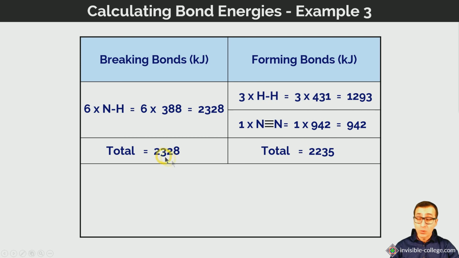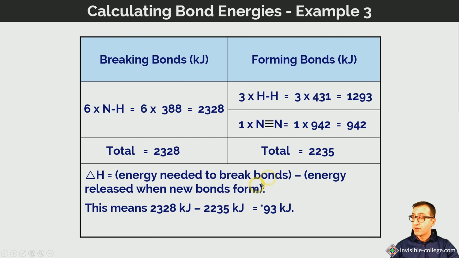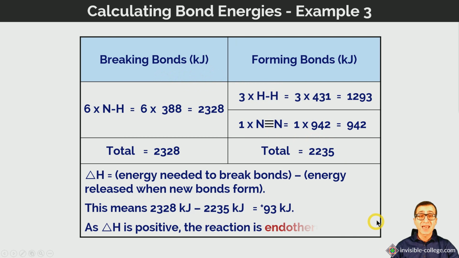So to calculate the overall enthalpy change for the reaction, we subtract the energy released when new bonds form from the energy needed to break the bonds in the first place in the reactants. So we substitute our values into this expression, and we have an overall enthalpy change of 93 kilojoules. Now this means, because it's positive, that energy needs to be put in to this reaction to thermally decompose ammonia into its elements, nitrogen and hydrogen. And so we would describe this as an endothermic reaction.